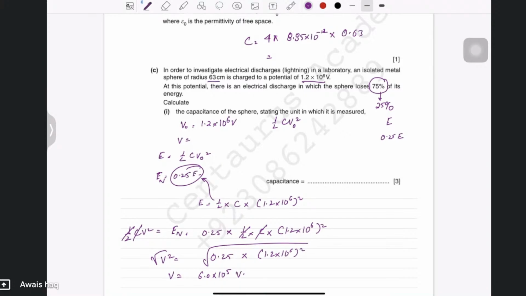No, I'm talking about C. 7 times 10 raised to negative 11. 7 times 10 to the minus 11. Wait, how? Okay.